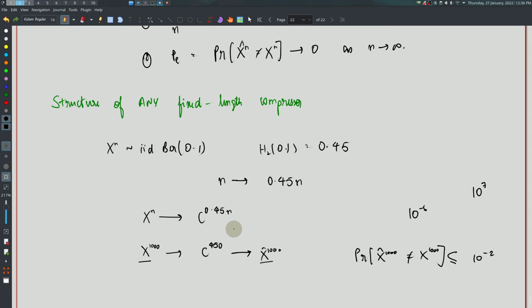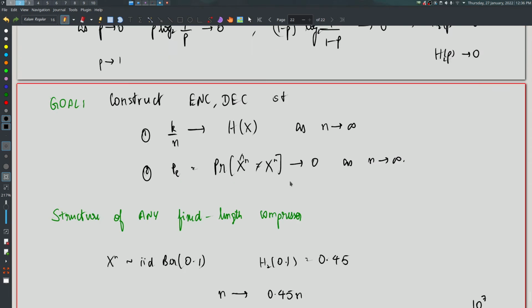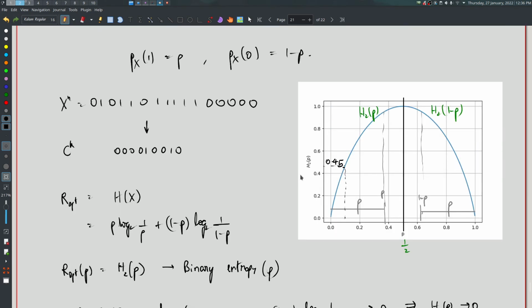n is very large. Correct. Exactly. Yes. So if p is very small or p is very large, then the gains that you get are even more. K can be made much smaller than n.